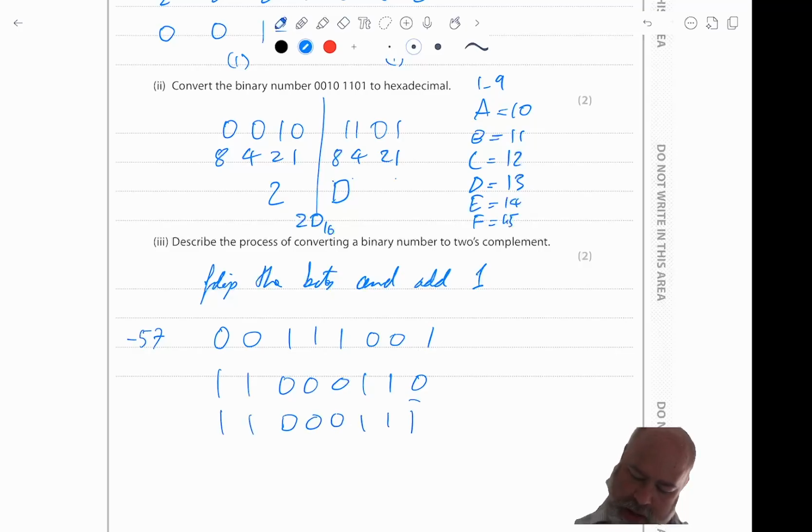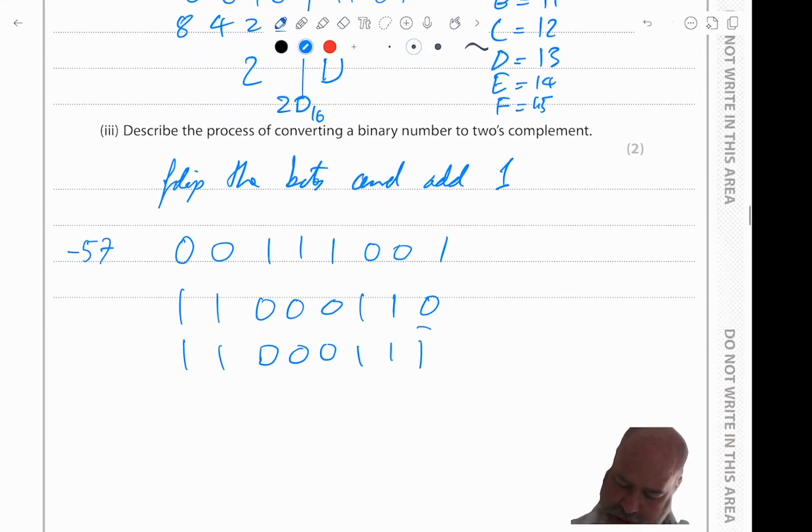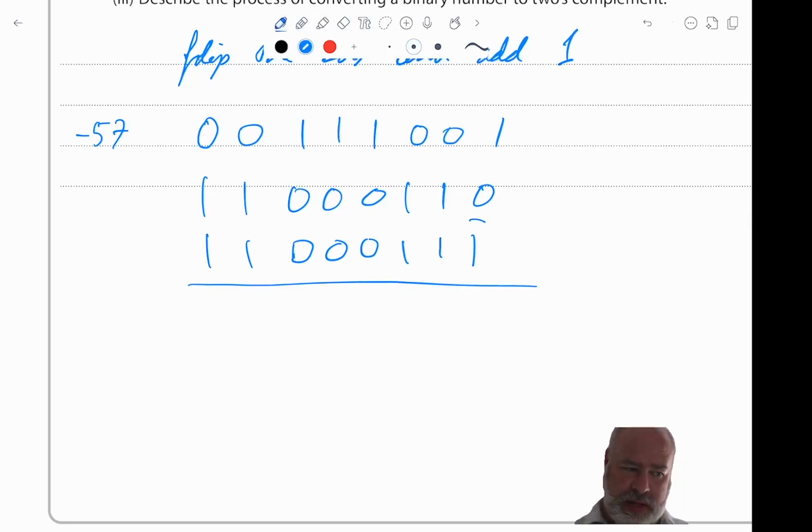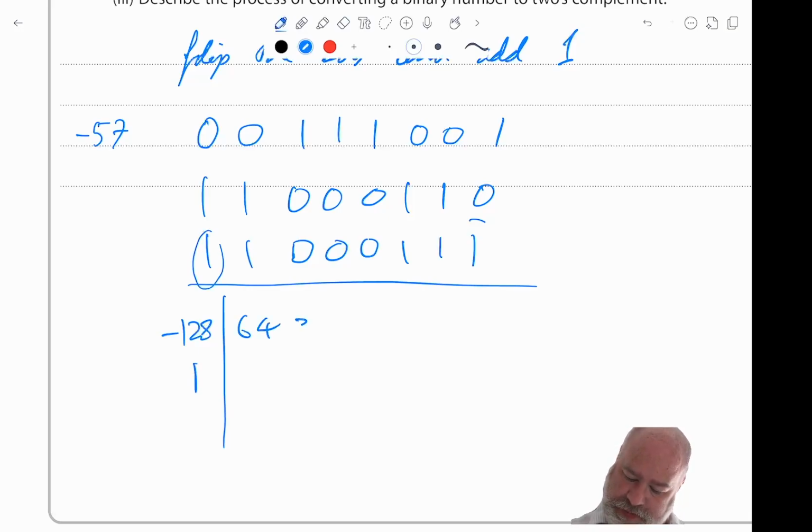So 1 at the end. And now what we have is this number, and even though in the specification for Edexcel they don't say you have to know about the MSB, the most significant bit, I think it's worth knowing. So this MSB, this one here, is worth minus 128, and all the others are going to be positive numbers, and this is how we build the number back up again.